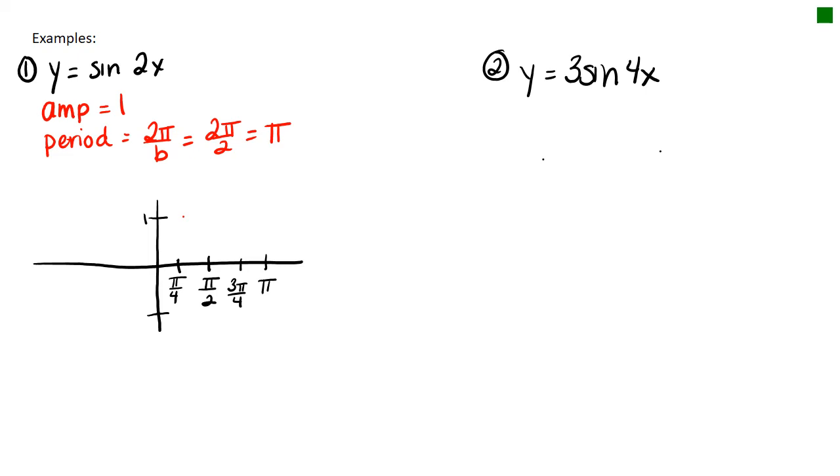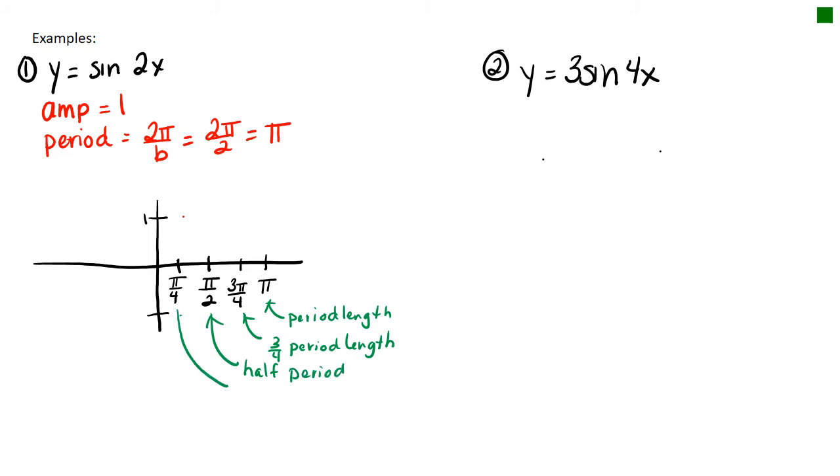So where did I get that? This is the period length. This is 3/4 of the period length. But it's easier to get 3/4 of the period length by finding half first. Split it in half, and then do half of half, which is a fourth of the period.